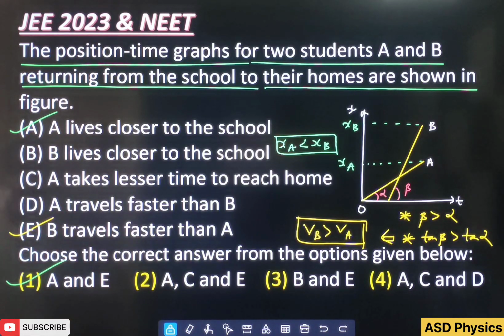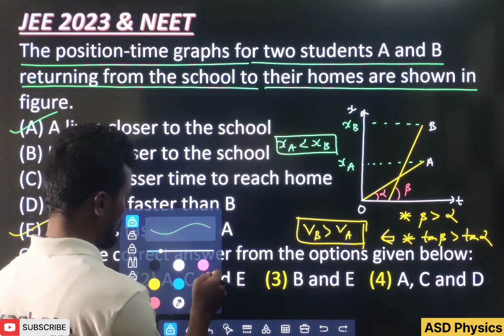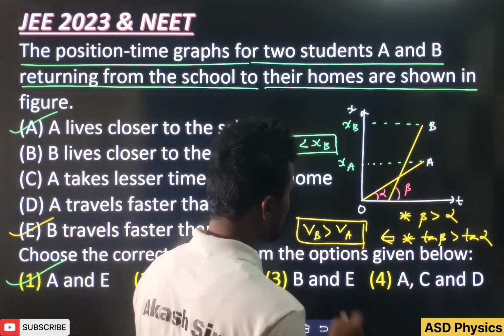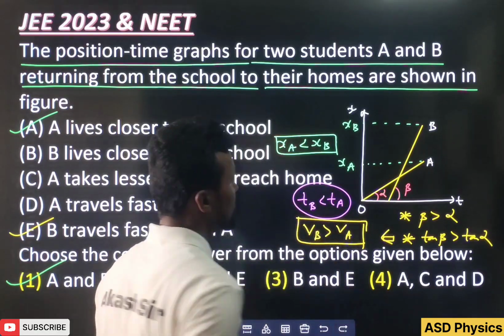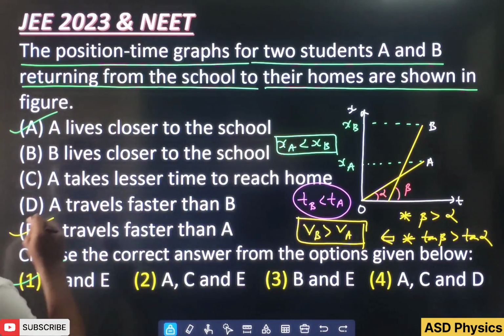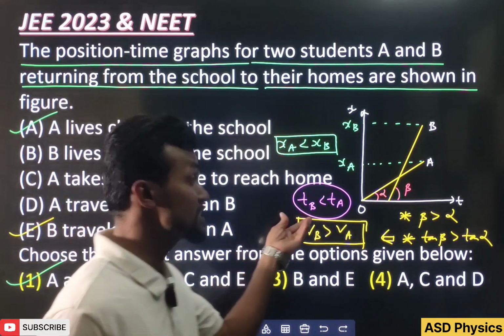Okay students, and if we talk about the time also, one more thing. See, if the velocity is more, time will be less. So TB is less than TA. B will take less time than A. But here they are telling that A takes lesser time. No, B is taking lesser time here.